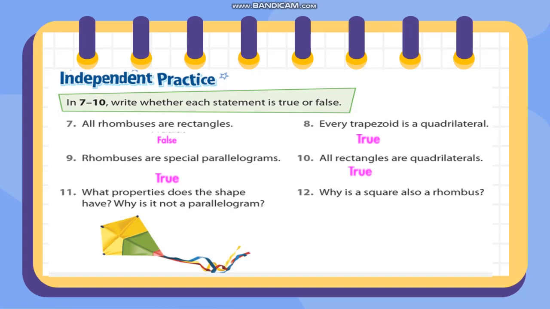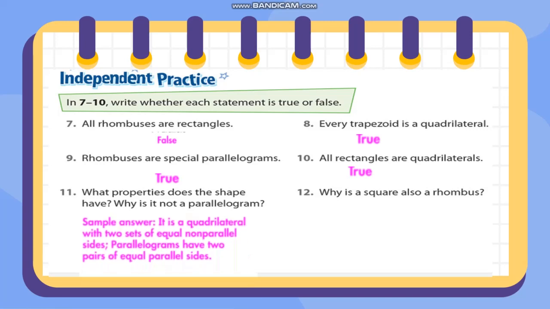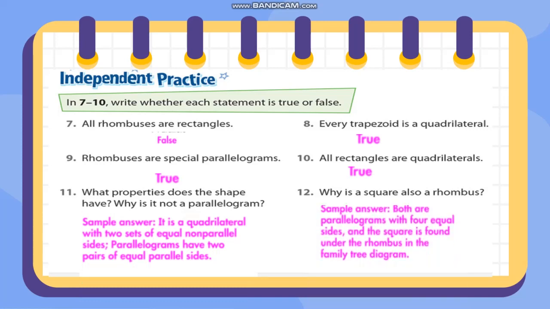Number 11. What properties does the shape have, and why is it not a parallelogram? This shape is what we call a kite. It is a quadrilateral with two sets of equal non-parallel sides, while parallelograms have two pairs of equal parallel sides. Why is a square also a rhombus? Because both are parallelograms with four equal sides, and the square is found under the rhombus in the family tree diagram.